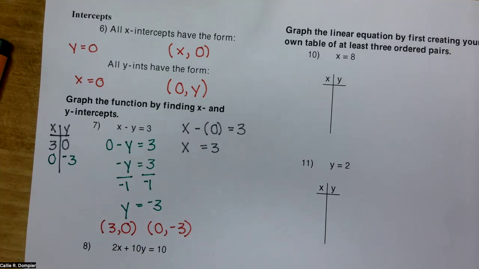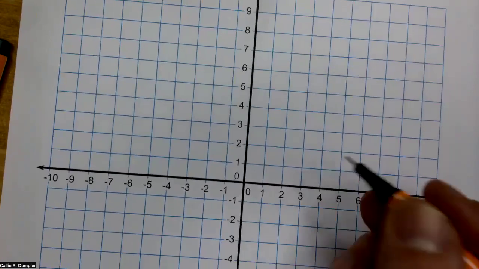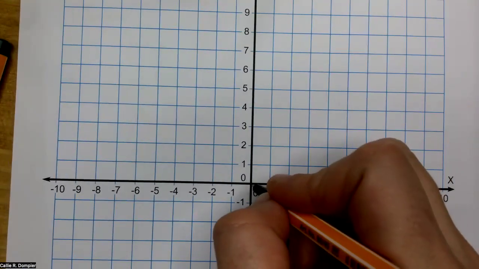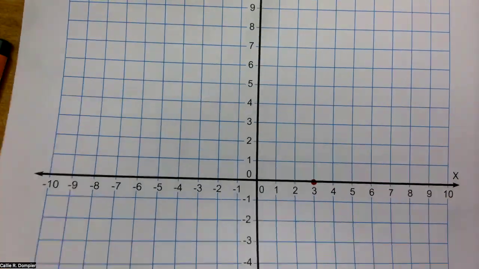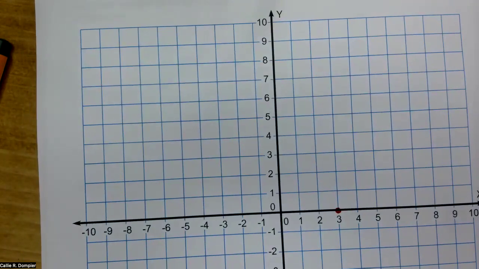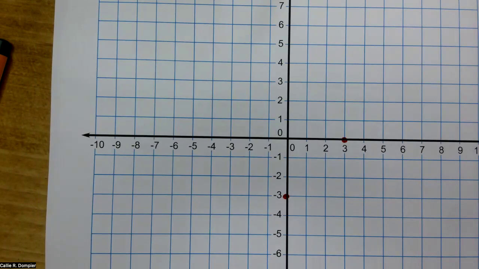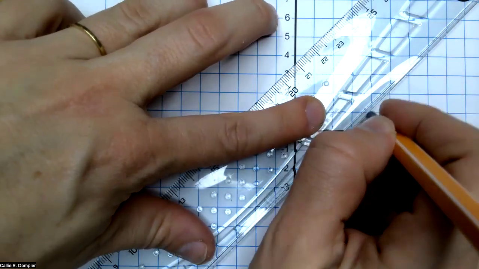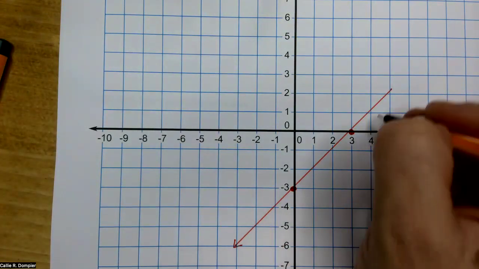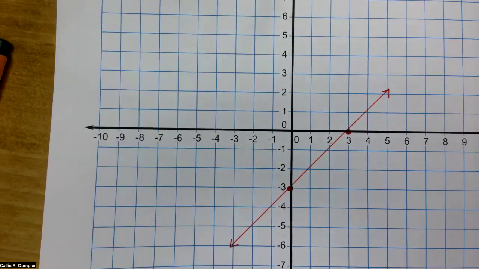We can graph that going like this. 3, 0. So the point 3, 0 means 3 on the x, 0 on the y. And then our other point was 0, negative 3. That means we go 0 on the x-axis, negative 3 on the y-axis. Connect those. That is the graph. That is the line or the graph of the equation x minus y equals 3.